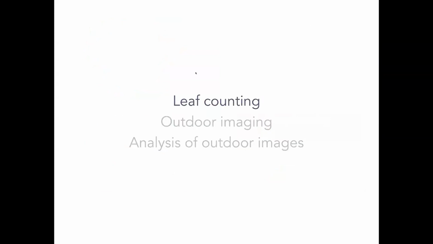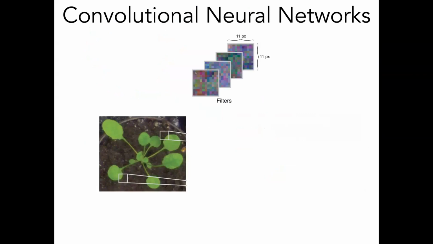So starting with leaf counting, as a general primer on these deep learning approaches, the workhorse or the main approach that most people are using when they say they're using deep learning are something called convolutional neural networks. So these are neural networks that have a particular structure.